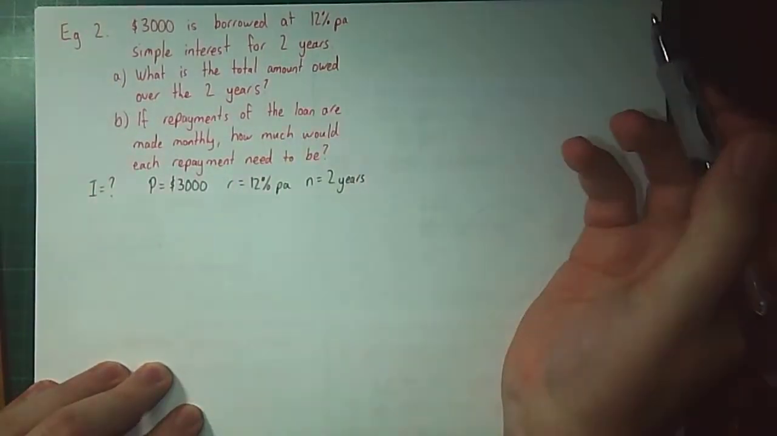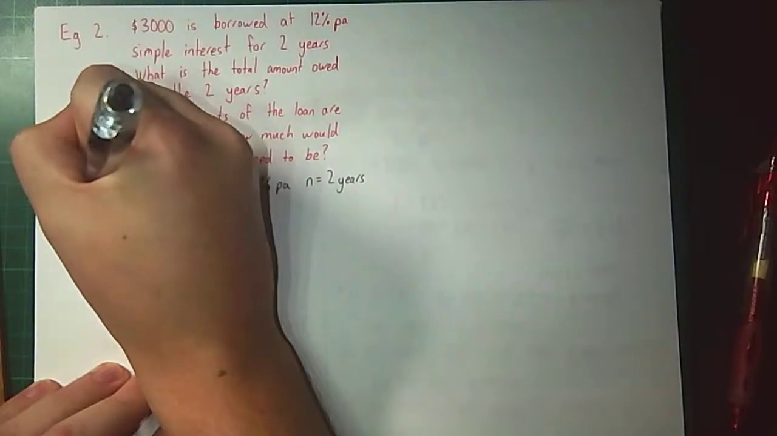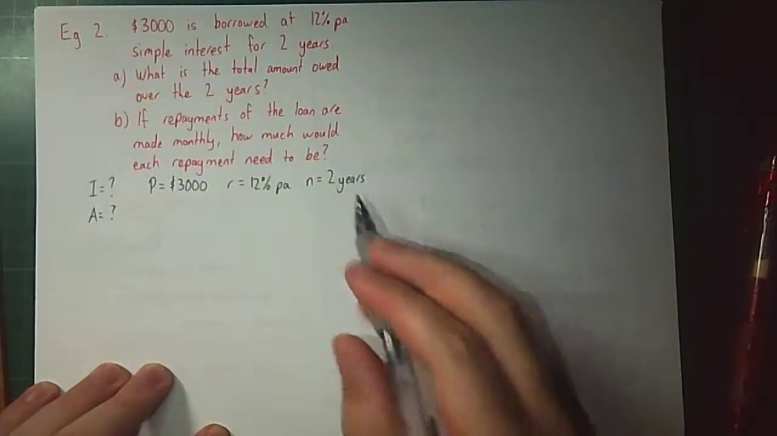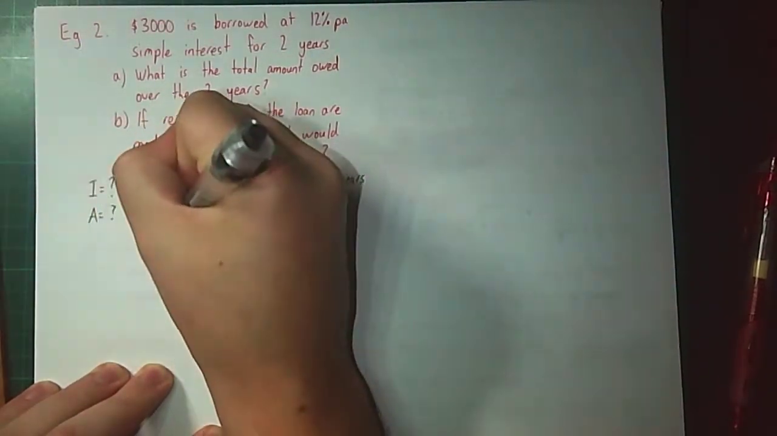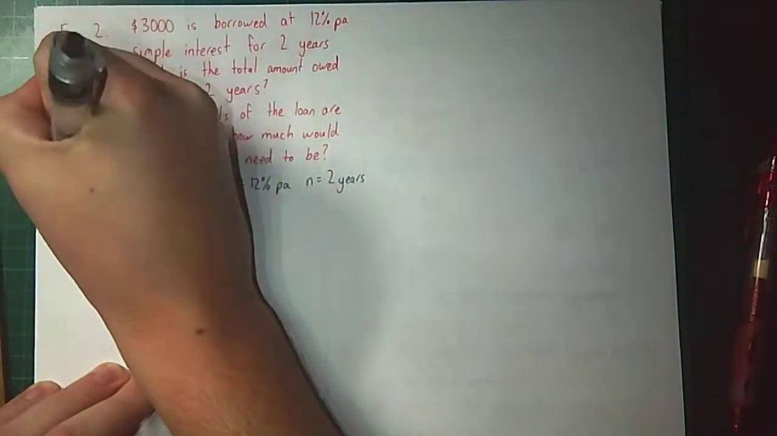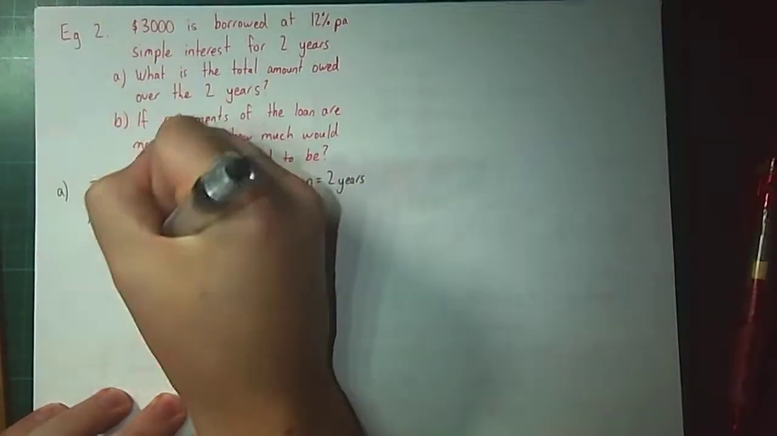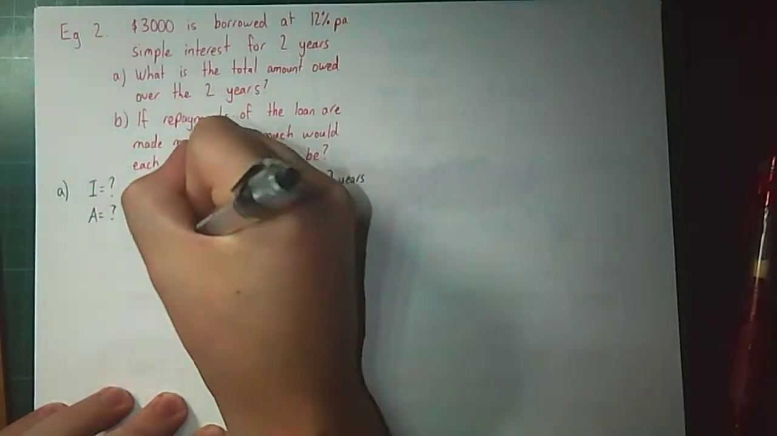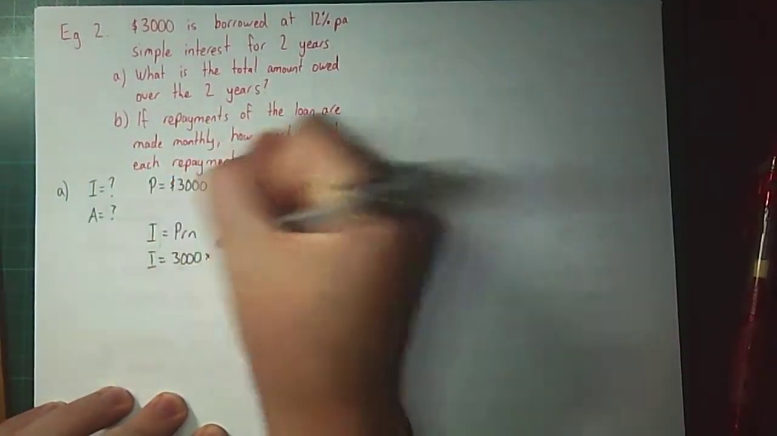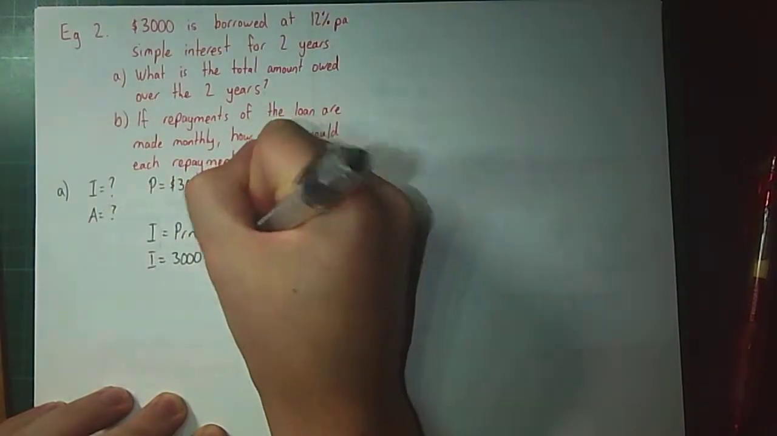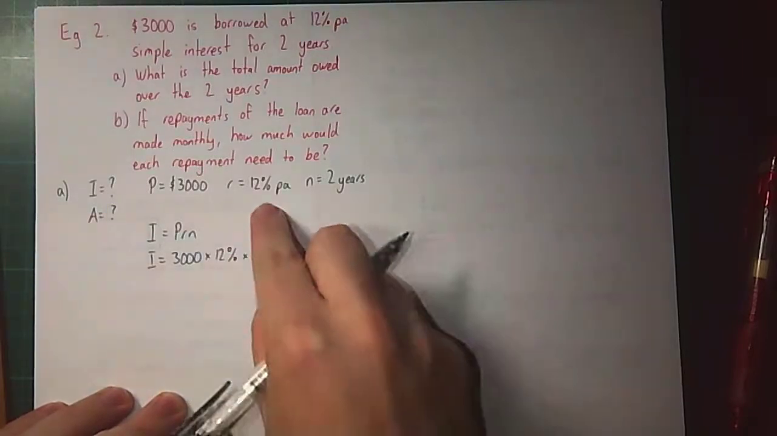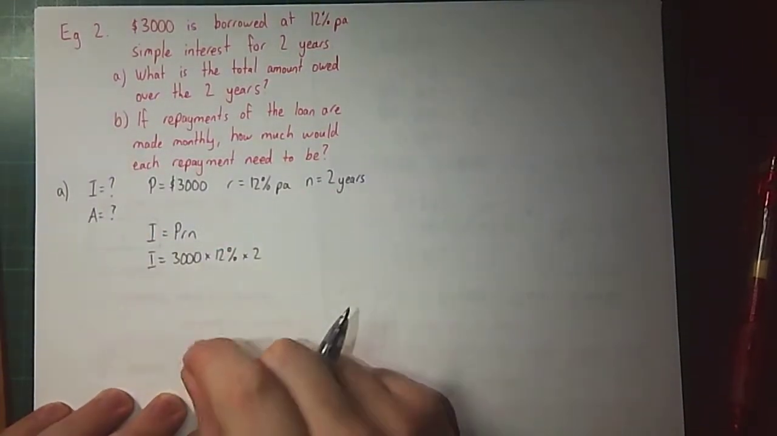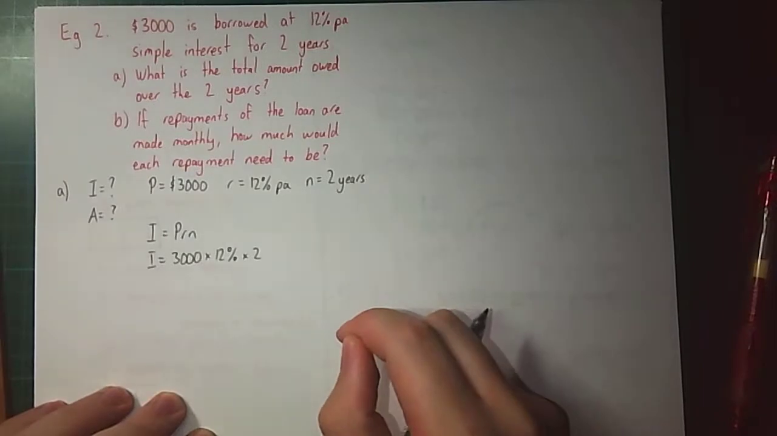Now it actually asks us for the total amount, so that means we will have to find A at some point, the total amount. We still don't know that either, but we have enough to put information into our I equals PRN formula. So we don't know our I, so we'll leave it as I. Our P is 3,000. Our rate is 12%. And our N is 2 years. Now we can just put this straight into the formula because these are in the exact same measurement of time. That's in years and this is in years.